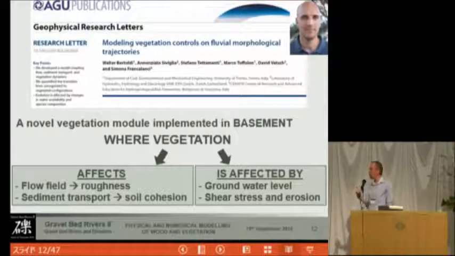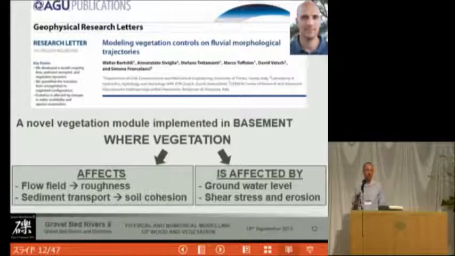So vegetation enters both because it affects the flow field through roughness. It also affects sediment transport through cohesion of the sediments, so the root cohesion. But on the other side, vegetation is also affected by the groundwater level, so vegetation grows, and grows not in the same way everywhere in the computational domain, and vegetation then can be eroded by the flood, of course.